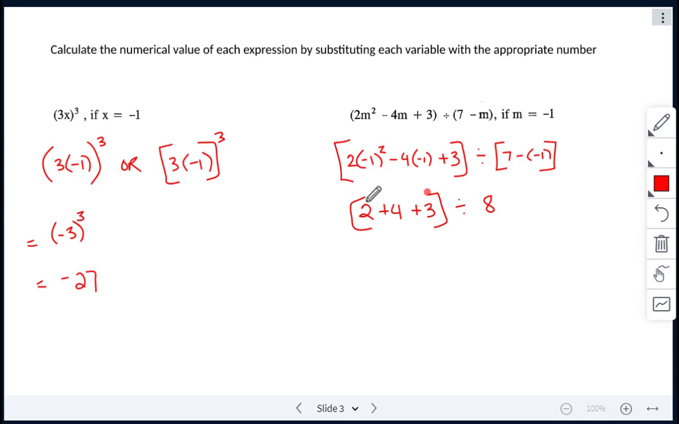All right, let's finish the bracket here. 2 plus 4 plus 3, which is 9. So I get 9 divided by 8, which is the same as leaving it as 9 over 8. You can also put it in decimal form. You can also change it to a mixed fraction. So that in mixed fraction will become 1 and 1 over 8.